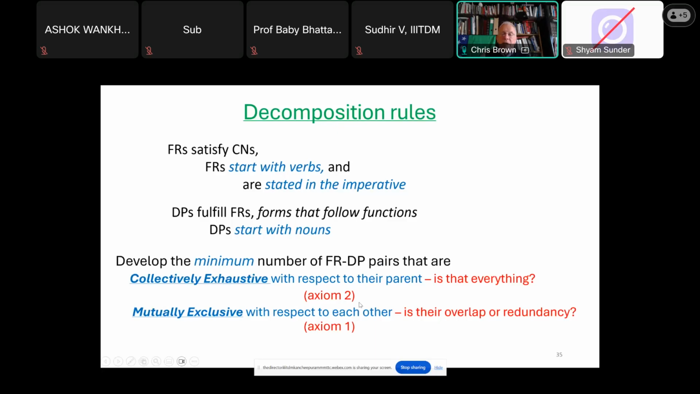And that's sort of an axiom 2 rule. And mutually exclusive with respect to one another. Are they overlapping or redundant? And that's an axiom 1 kind of rule. So when people are having difficulty applying axiomatic design to a design problem, most often I find that the problem comes from the decomposition. So this is the thing to keep in mind.